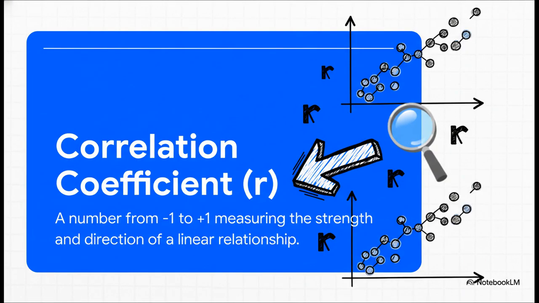So let's officially meet our main character, the correlation coefficient. Most people just call it R. It's a simple little statistic that tries to boil a really complex relationship down to just one value. But I want you to burn one word into your brain right now: linear. That word is the key. Seriously, it unlocks this entire thing.